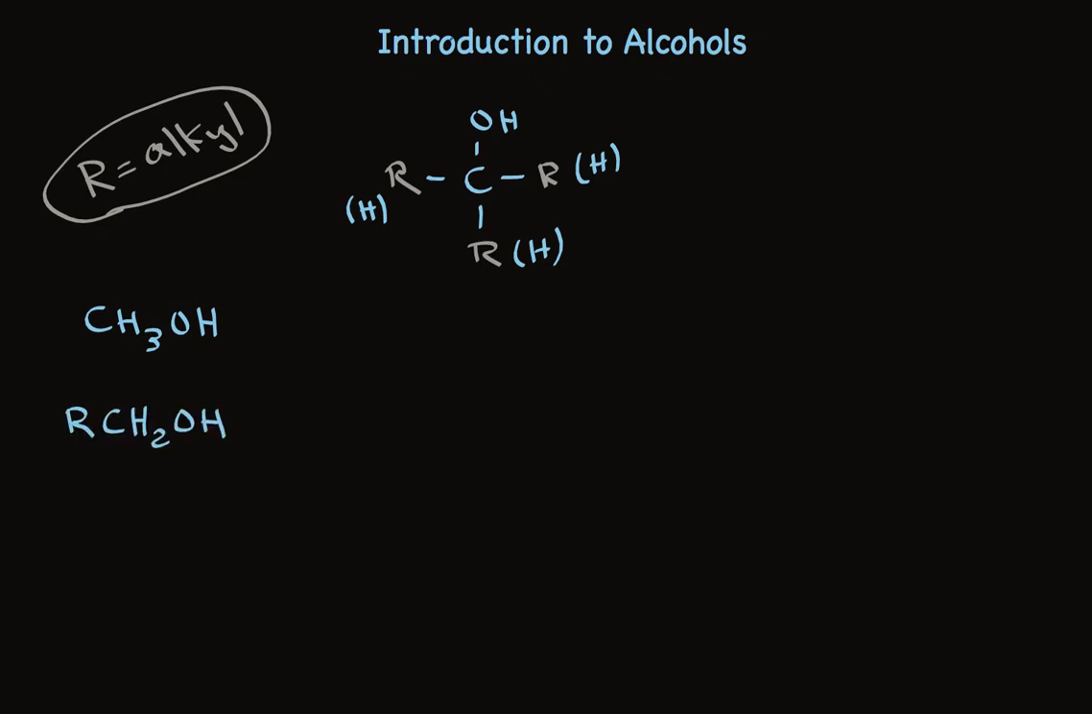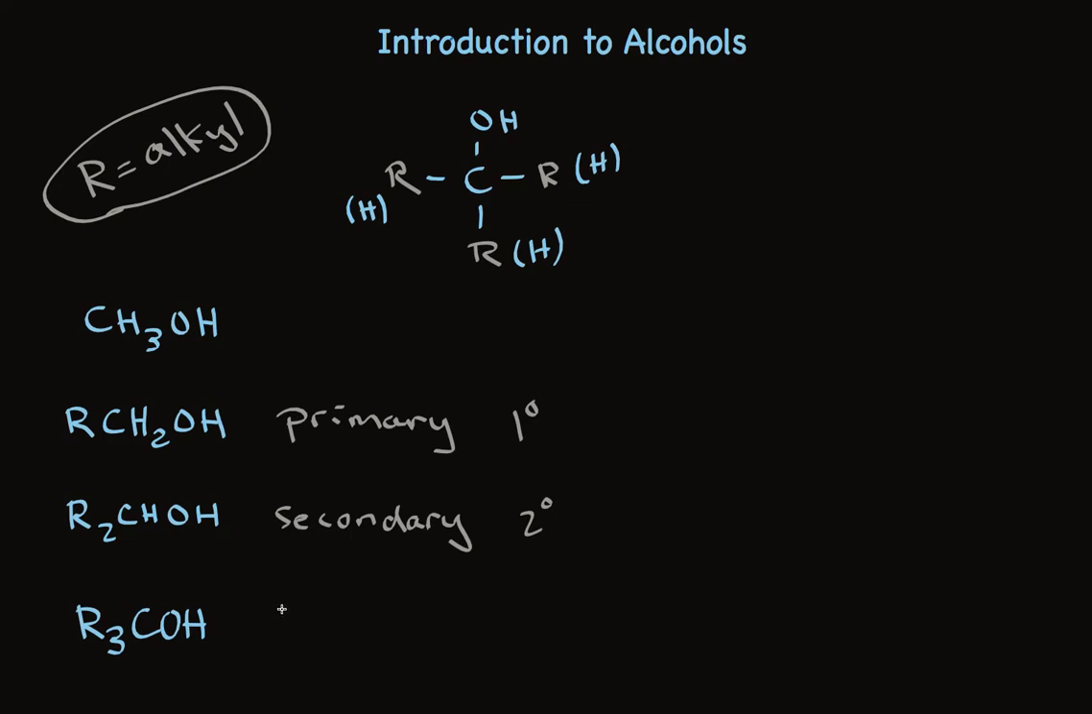When there's one alkyl group, we call these primary alcohols, often symbolized this way. When there are 2 alkyl groups, we call it a secondary alcohol. And when there are 3 alkyl groups, we call it a tertiary alcohol.